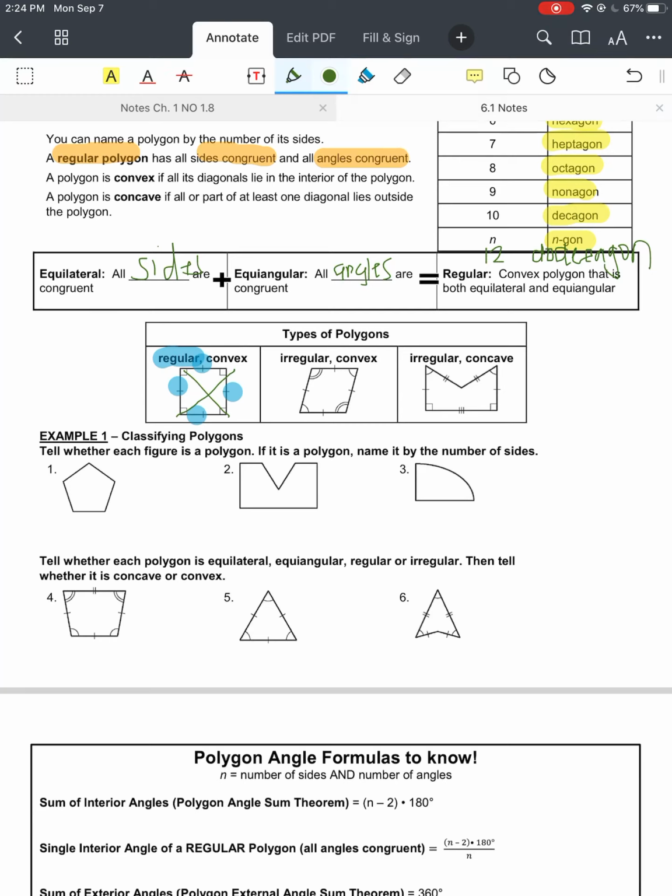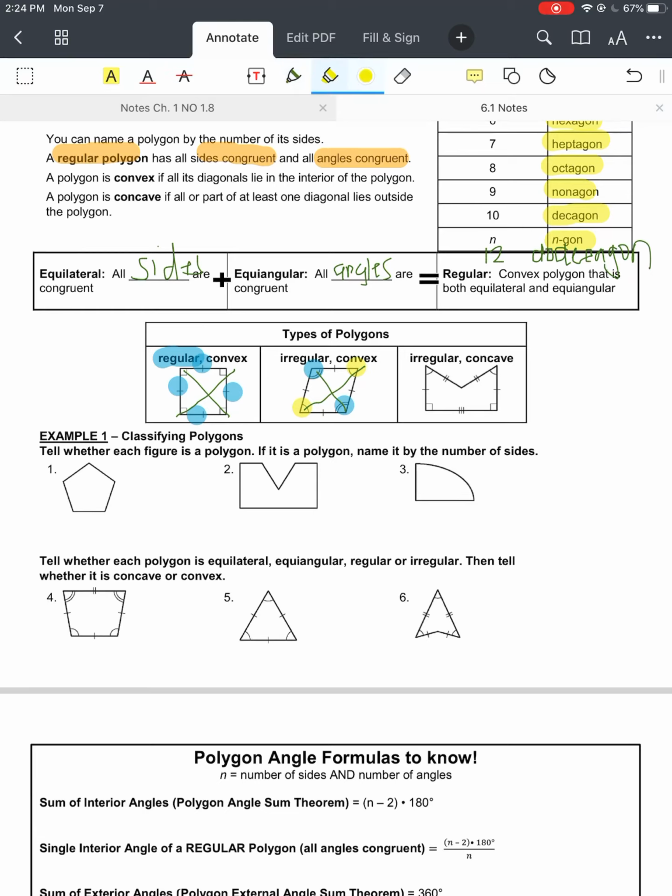For this middle polygon, it is irregular. It's irregular because although all 4 sides are the same, not all 4 angles are the same. Opposite angles are the same. So my blue angles are the same and my yellow angles are the same, but all 4 are not. So it cannot be regular. So we can just call that irregular. All 4 sides are the same, so we could call it equilateral. And again, it's convex. Nothing's caving in. I draw diagonals, they stay inside.